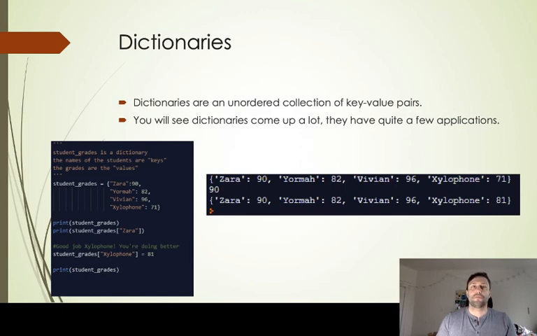And then there's another amazingly powerful data structure that can help you solve a lot of problems called a dictionary. A dictionary is also referred to, like in Java, as essentially a hash map. Dictionaries are an unordered collection of key value pairs. So for example, let's say I have a dictionary called student grades. We have Zara with a 90, Yorma with an 82, Vivian with a 96, and Xylophone with a 71 because he needs help.